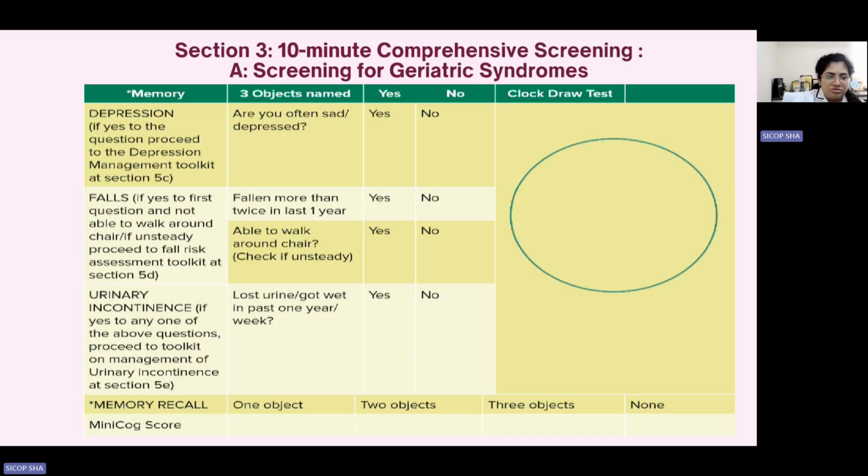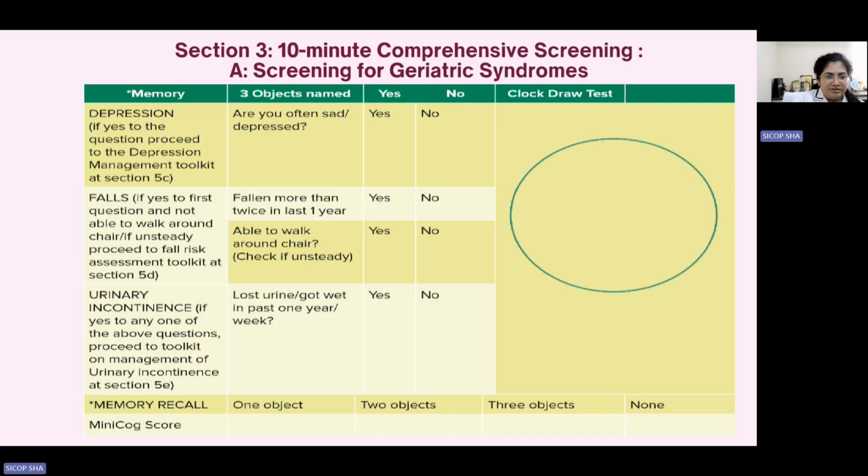Next is the fall. If yes to the first question, and not able to walk around the chair, then proceed to the fall risk assessment tool at Section 5. So if this question is yes, the fall risk assessment questionnaire is to be solved. So whatever is there here in Section 3, if yes to the question, then we will be going to Section 5 for further assessment. So, fallen more than twice in the last 1 year? If yes, then this patient should be assessed in Section 5 also.